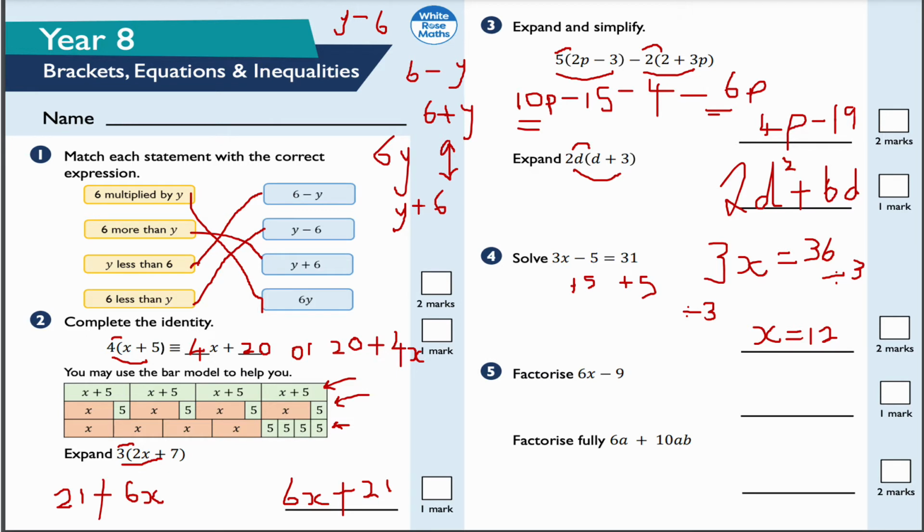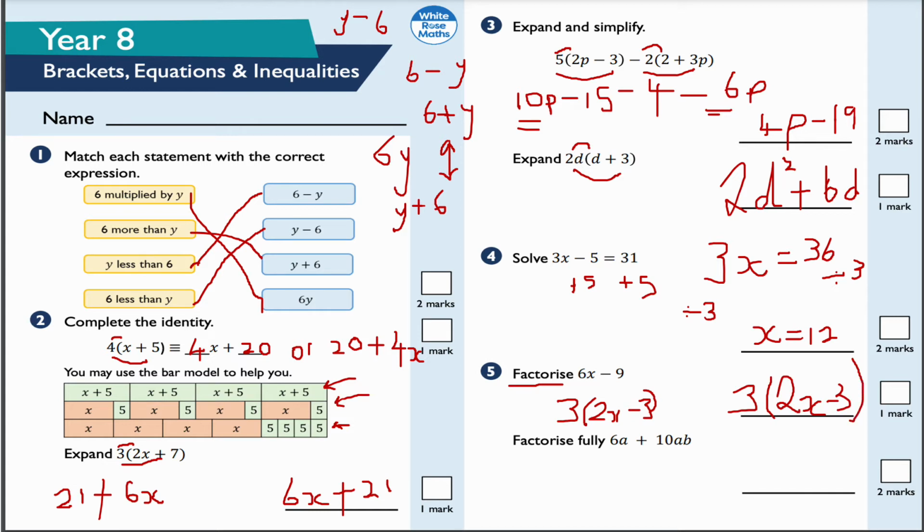This is question number 5. Factorize 6x minus 9. Factorize is the opposite of expand. So it's given us the expression and we are asked to put it into brackets. This one's going to be a single bracket because I've got 2 terms here. The highest common factor between the two numbers, 6 and 9, is actually 3. 3 times 2x is 6x. And 3 times negative 3 is negative 9. So you can check your answer by expanding that bracket.